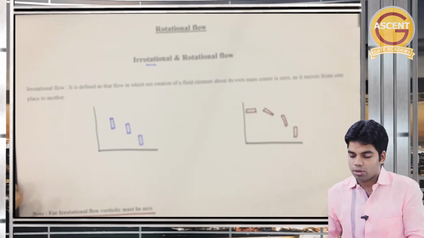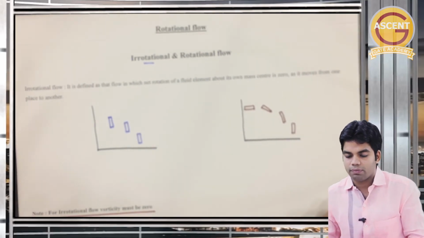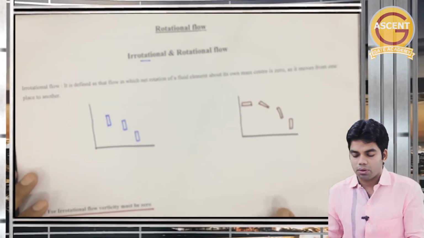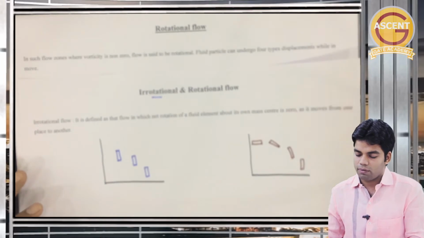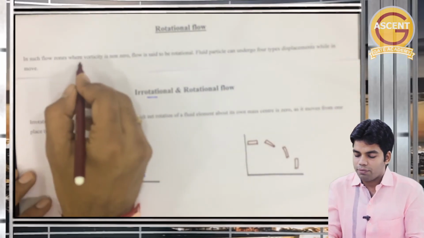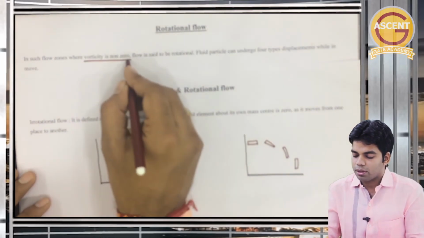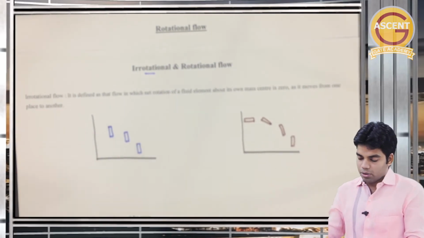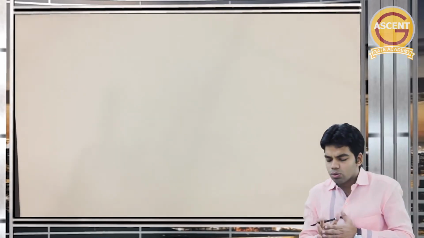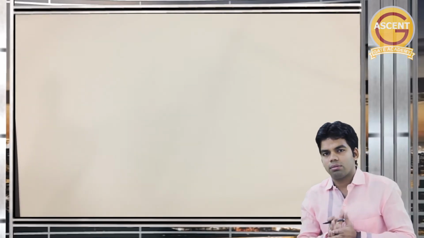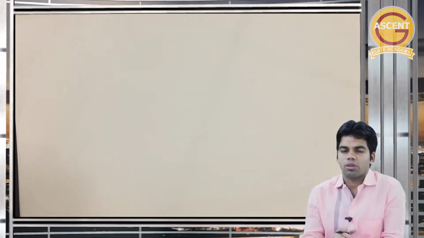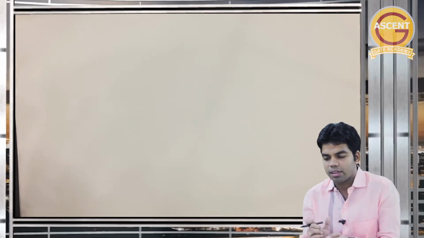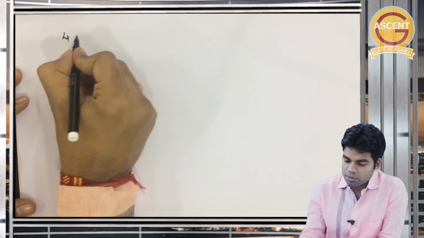Similarly, what is a rotational flow? In which the vorticity is not 0, or the element is rotating about its own mass center. So you can define rotational flow from here. In such flow zones where vorticity is non-zero, the flow is said to be rotational. Getting this or not? Now let me elaborate a little about this irrotational and rotational flow. Basically there are 4 types of displacement in any type of motion.